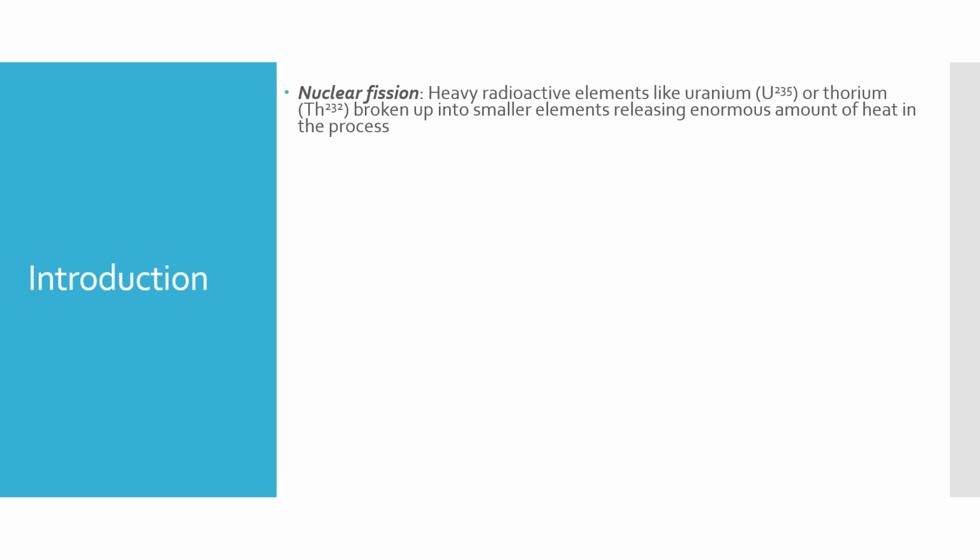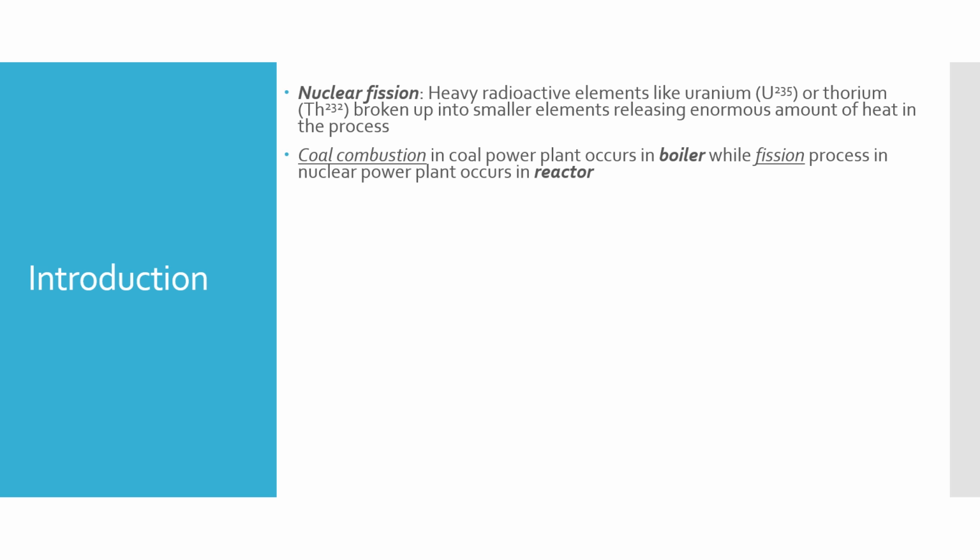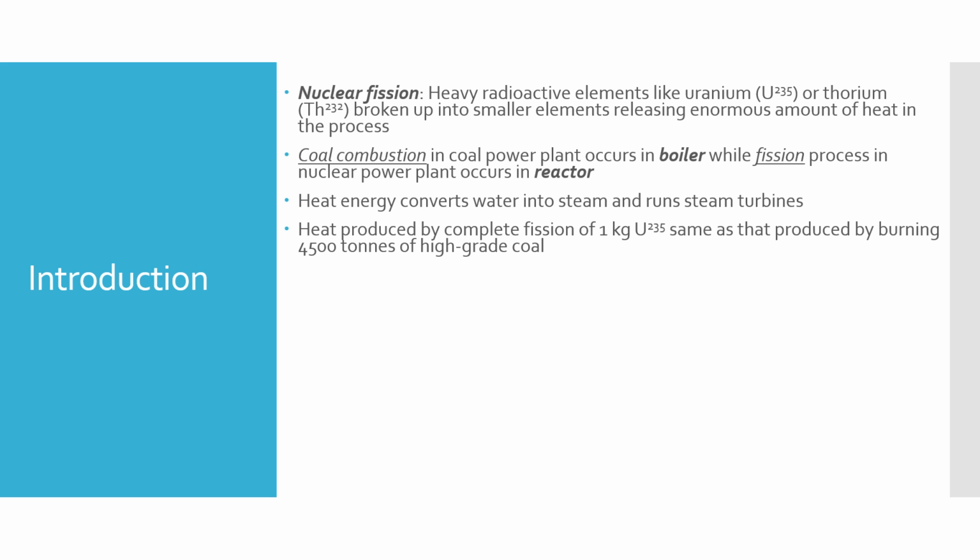by facilitating this process. Normally in a coal-fired power plant, coal combustion happens in a boiler. But in a nuclear power plant, the fission process, which generates the desired heat energy, happens in a unit which is called a reactor. So in a nuclear power plant, there is no boiler, there is a reactor, while in a coal-fired power plant, that same thing which produces heat is called a boiler, not a reactor. The heat energy converts water into steam and that runs the steam turbine.